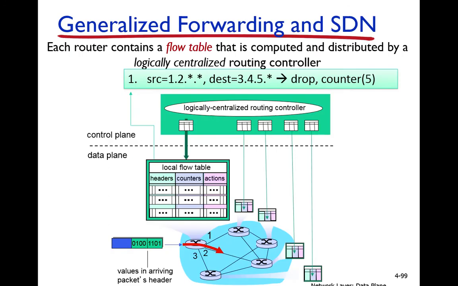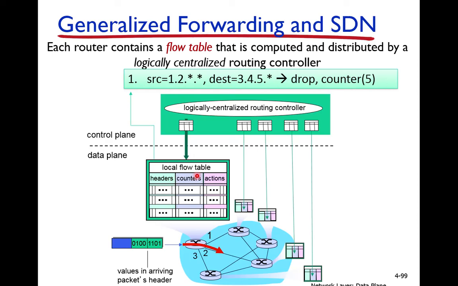Now we are going to discuss the data plane for SDN. As we have discussed, in SDN each switch is connected with the centralized controller. Each switch has a flow table, a local table, as we have a forwarding table in the per-router control plane, but here we call this a local flow table.